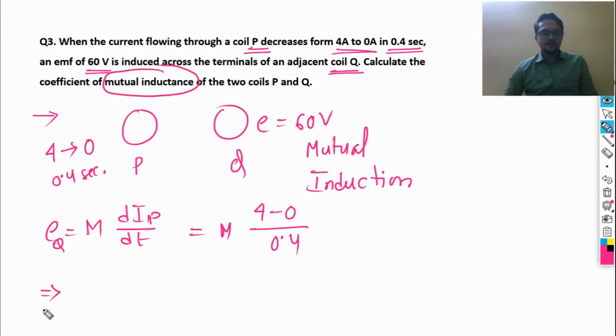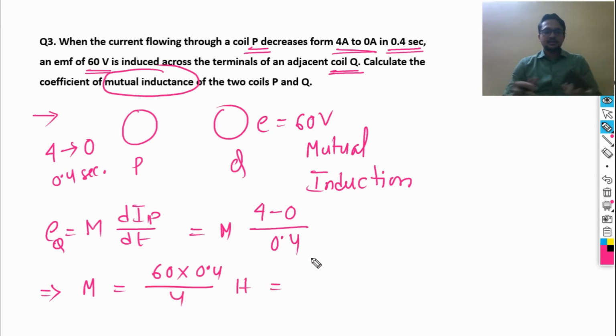Okay, so M will be what? M will be EMF. EMF is how much? 60 volt into 0.4 by 4. This much Henry. So again use a calculator. 60 into 0.4 divided by 4, you will get 6 Henry. So you don't have to do all these things, just this part. This is the thing you will do in the exam.